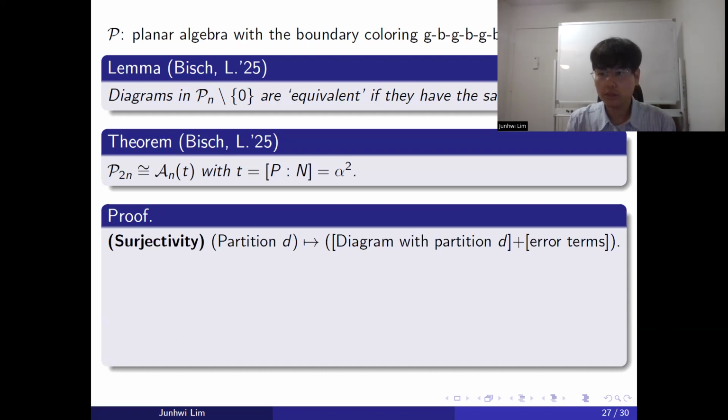And to show the isomorphism, we have to show surjectivity and injectivity. For the surjectivity, we show that for a partition D, the image under the previous map phi is the diagram whose partition invariant is D, plus negligible error terms.